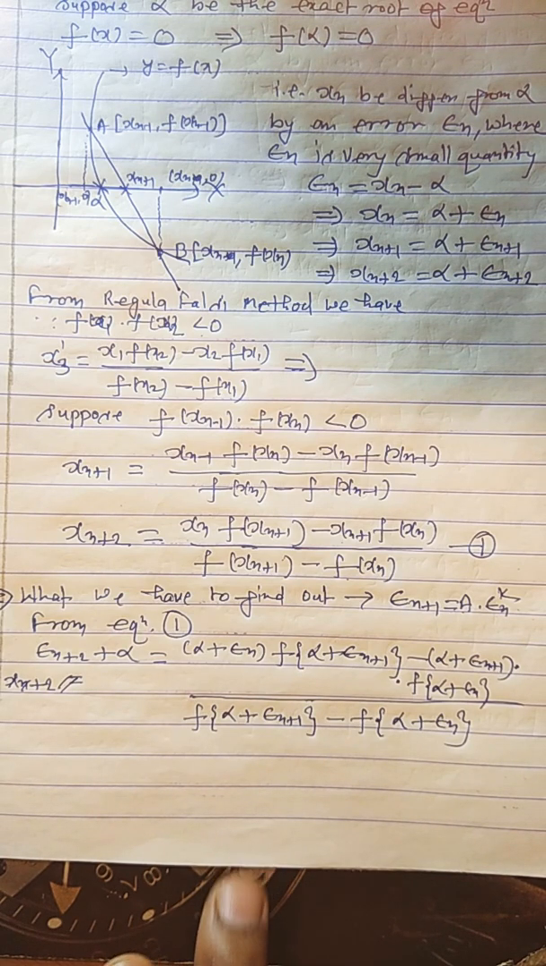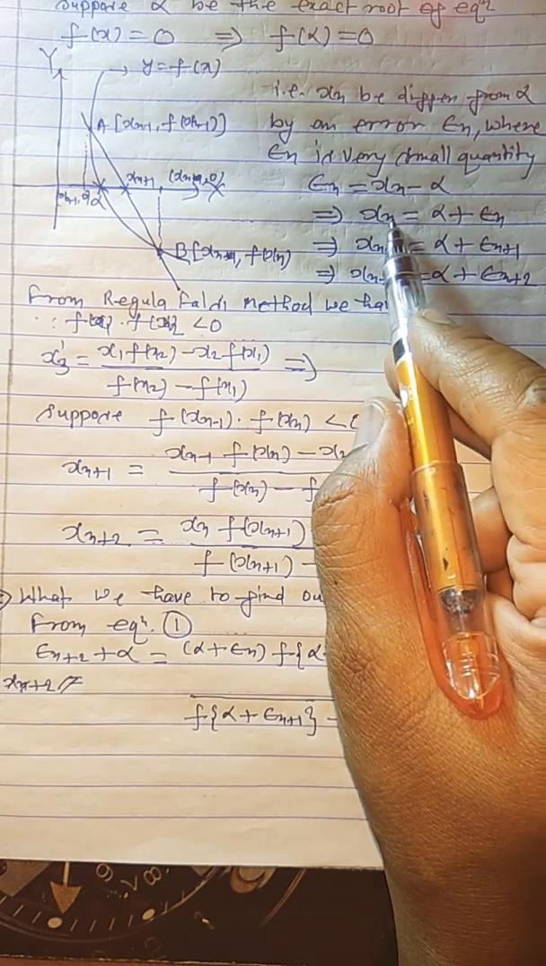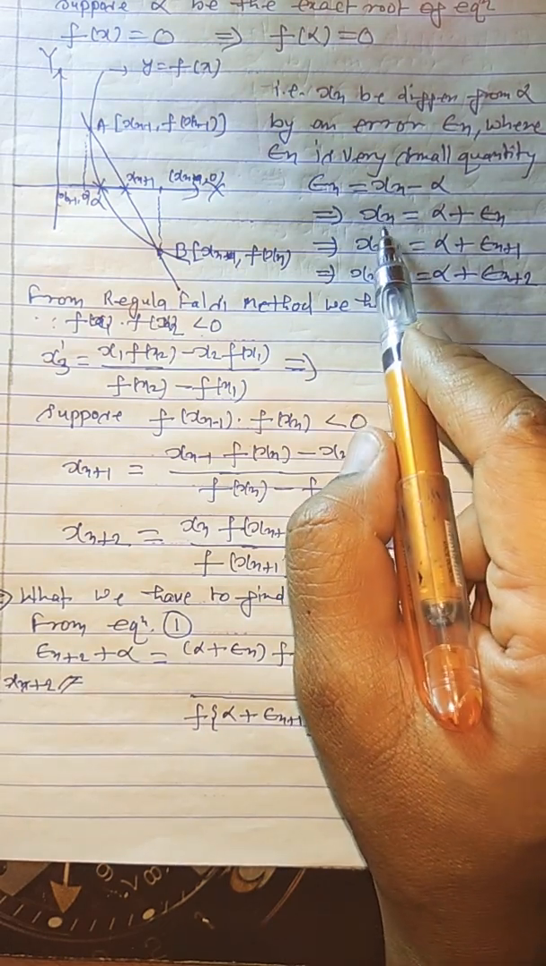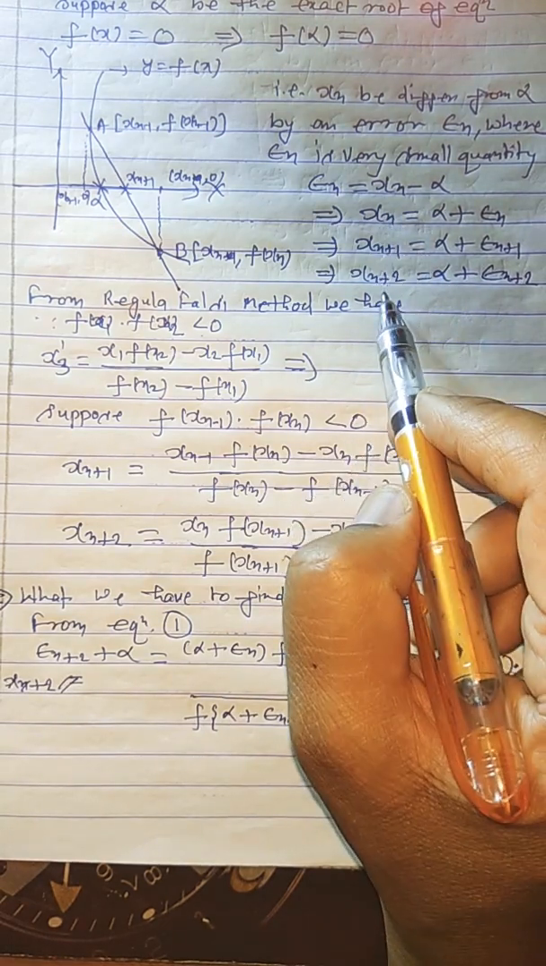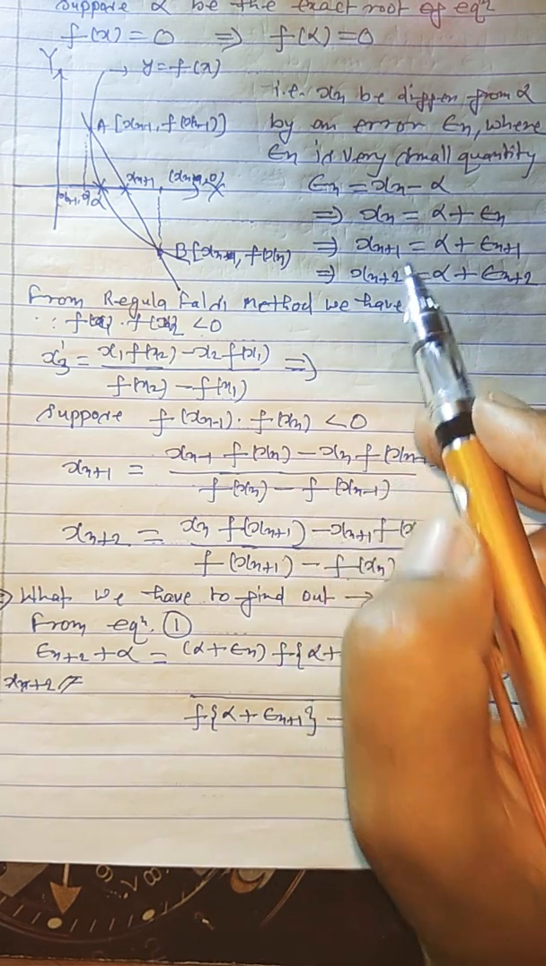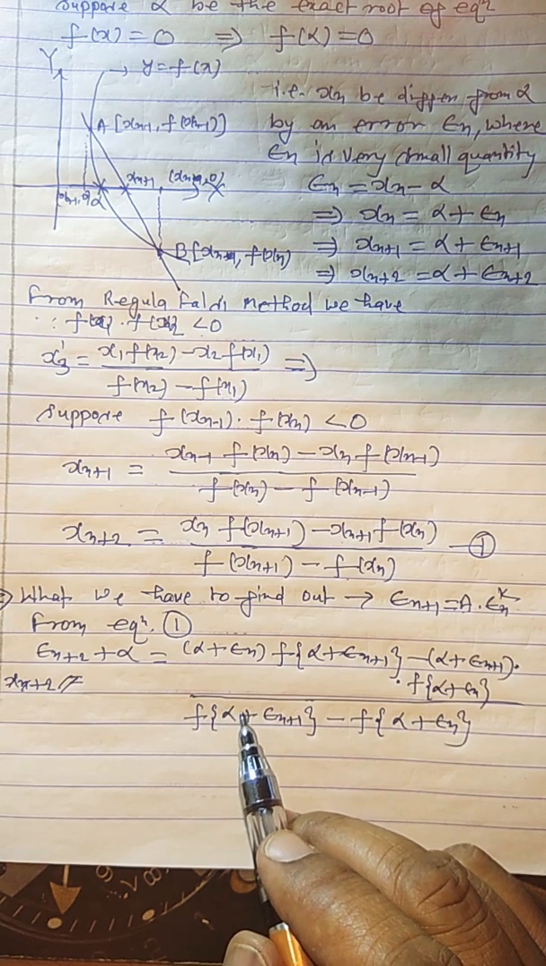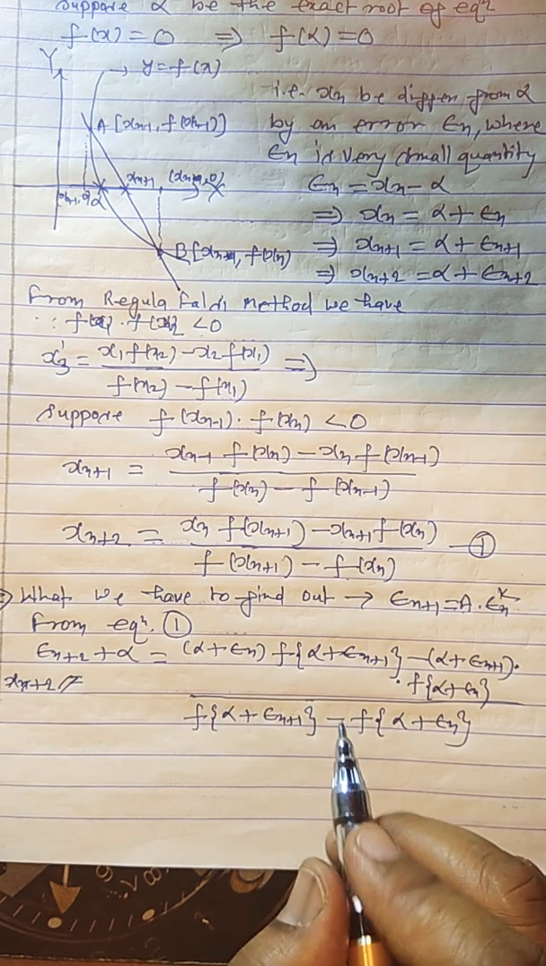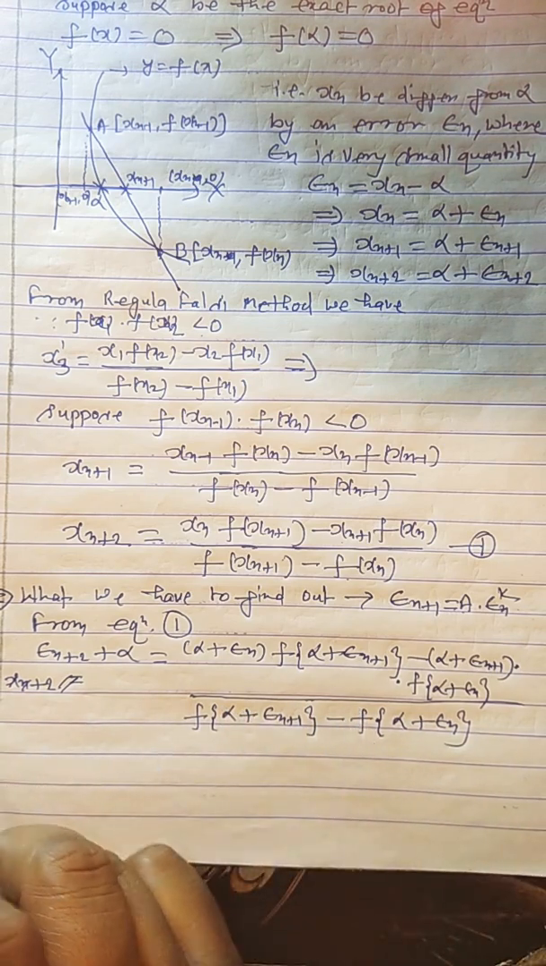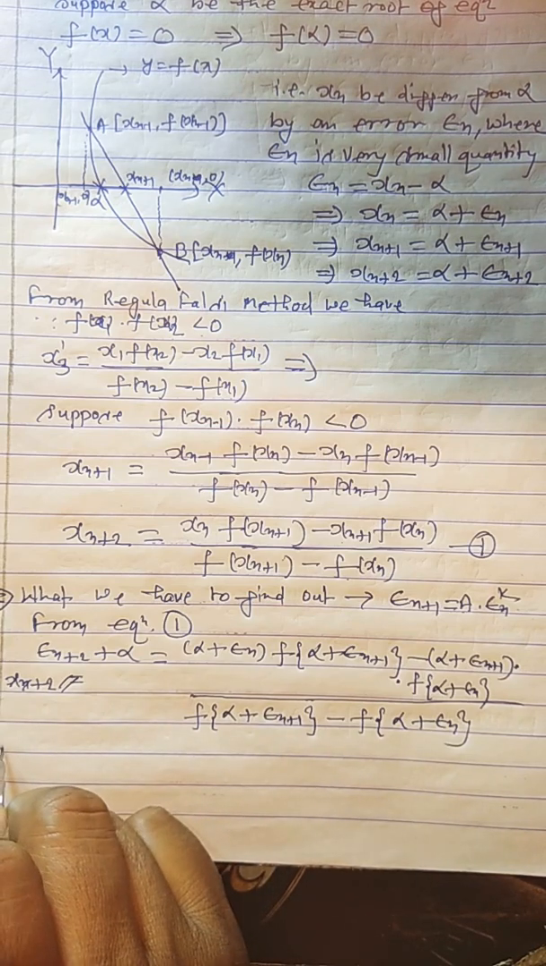Okay, all these values of xn, xn plus 1, xn plus 2 in this equation 1, we get this relation. Now we solve this equation.